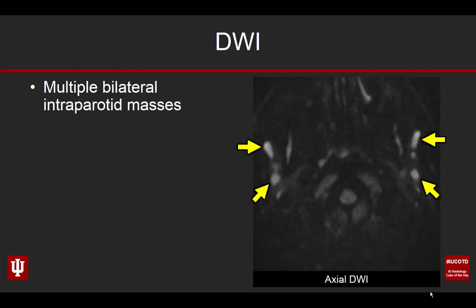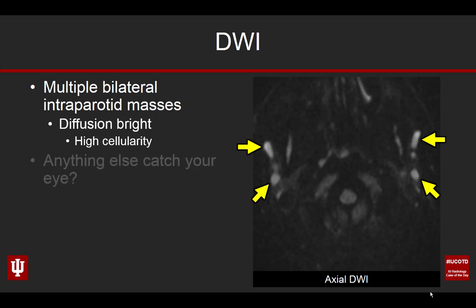Let's look at my favorite pulse sequence, the diffusion weighted imaging. On this axial diffusion weighted image through the level of the parotids, we again see multiple bilateral intraparotid masses, and they're bright. I'm not showing the ADC map, but trust me when I say they were relatively dark on the ADC map. So these are high cellularity masses within the parotid. With diffusion weighted imaging, reduced diffusivity can be used as a surrogate marker for cellularity of tumors.